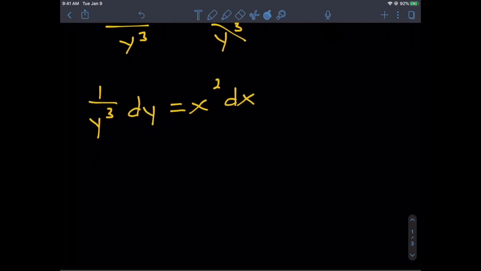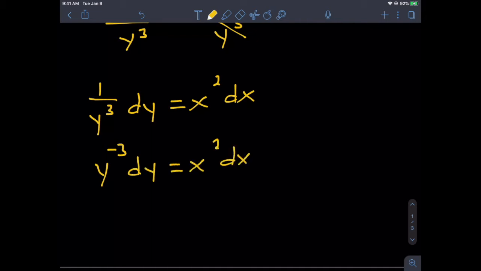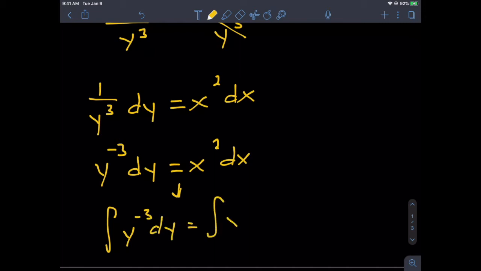Since I'm trying to take an antiderivative, I probably want to rewrite 1 over y to the third. I'm going to do that by writing it as y to the negative third dy. That'll make my integration easier. My right-hand side, I don't need to do anything. It's easy just the way it is. Now we're going to set up our integrals. So we have the integral of y to the negative 3 dy equals the integral of x squared dx.